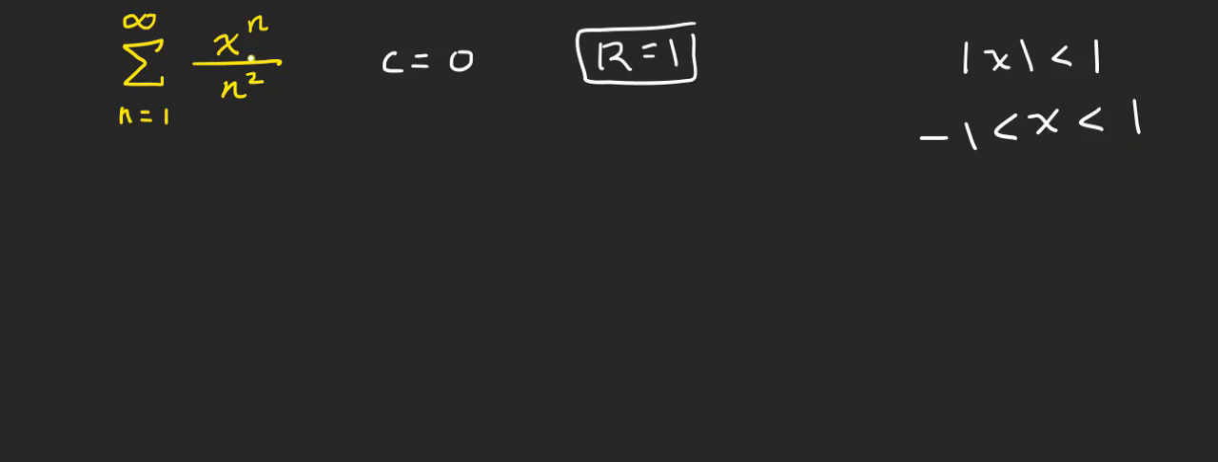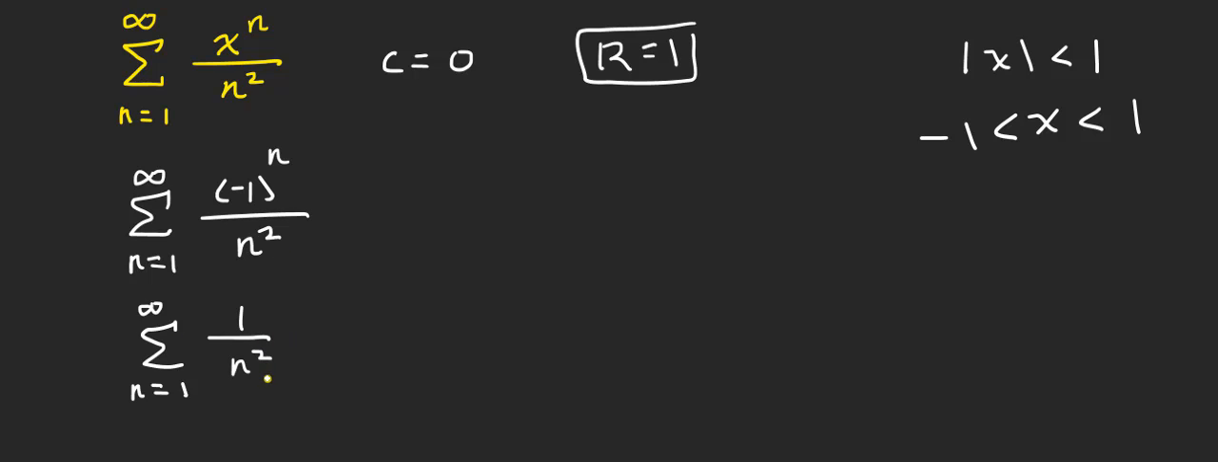When x equals negative 1, you get this. And notice, the absolute value of this converges, because the absolute value of that will be this. And this one converges by the p-series test. So we know that this series converges absolutely. So we could include negative 1.